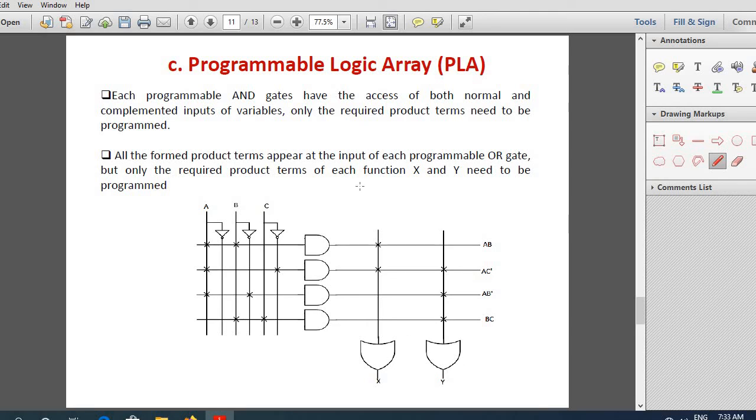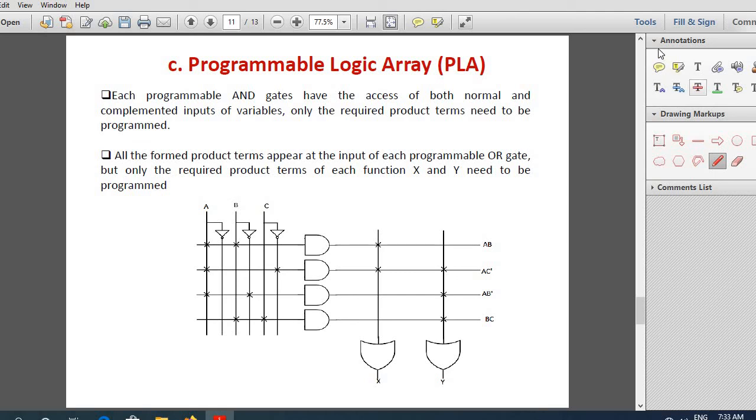So what is the difference here? Here the connection from the AND gate part is the same as PAL, but this part again changes. Why? Because in the previous case, the first 2 AND gates were permanently connected to one OR gate, and the second, third and fourth were connected to another OR gate, fixed. Here, all the outputs of the AND gates are available to this OR, and all the AND gate outputs are available to this OR also. You can choose which one to keep and which one to blow off.